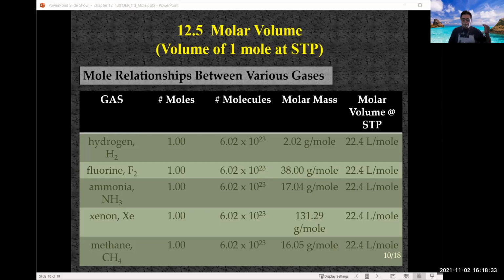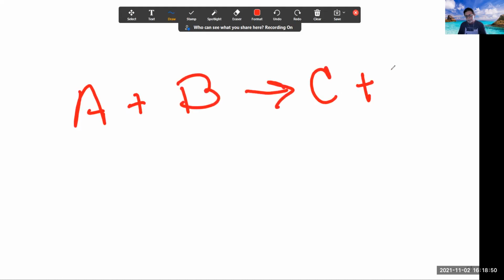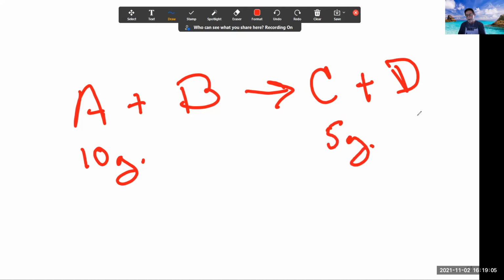Okay. Now, the reason we have to use moles is as follows. Let me explain here real quick. I'm going to give you a general chemical equation where we got A plus B reacts to give you C plus D. Don't really care what they are, but it's some reactants. Now, if we started off with 10 grams of A and we ended up with 5 grams of C and 10 grams of D, can anybody tell me how many grams of B did we start off with?